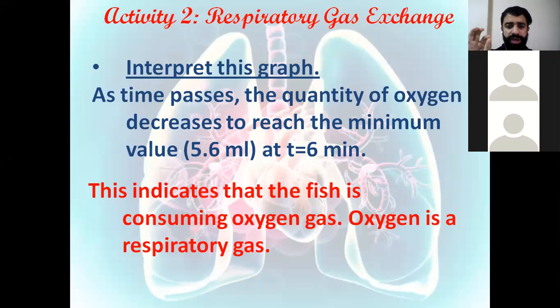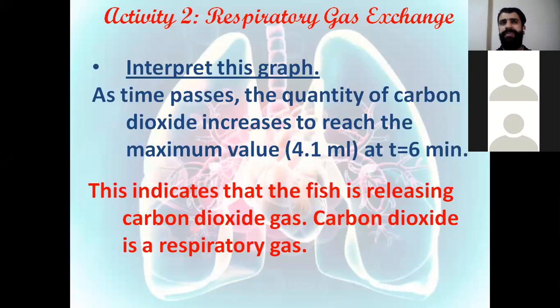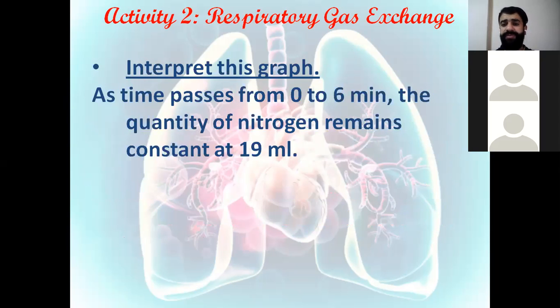These are biological terms, some terms in biology, that we have to use. Consuming oxygen and not using. And releasing carbon dioxide, not, for example, giving carbon dioxide. You have to say releasing. So these terms are very important. You have to take notes about these terms. Okay? So as time passes from 0 to 6, the quantity of nitrogen remains constant. Did you pay attention here? The words remains constant at 19 mean that it stays at 19, it didn't change.